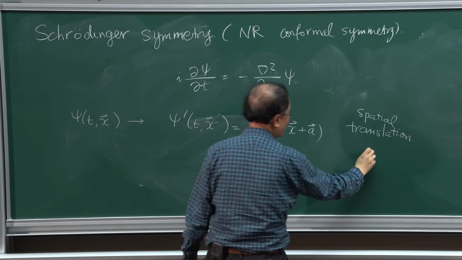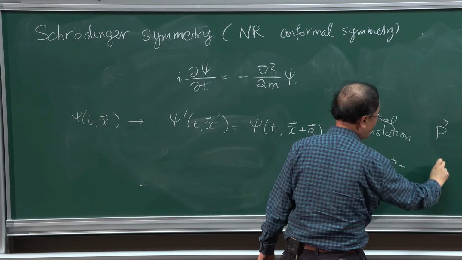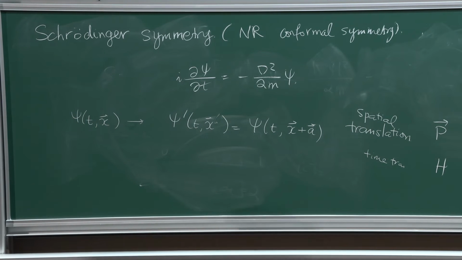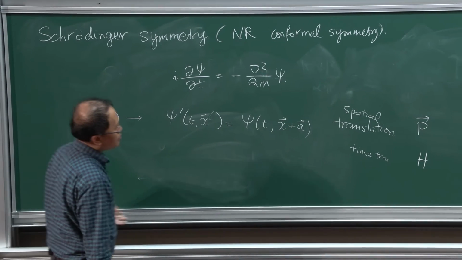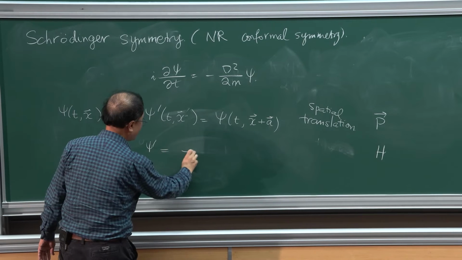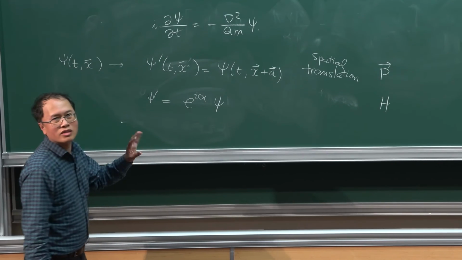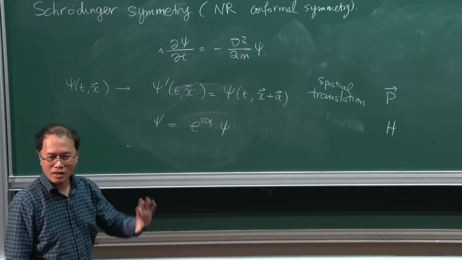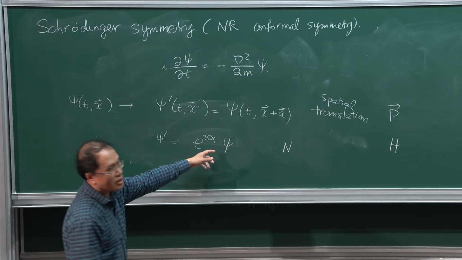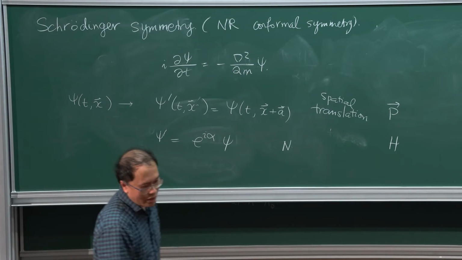Similarly, I have time translation. So this is operator P, and time translation would be generated by the operator of the Hamiltonian H. Another trivial thing is to take psi prime equal e to the i alpha psi. That is the operator generated by the operator of the total number of particles. Let me call it N. N is the operator that rotates the phase of psi. These all are familiar.